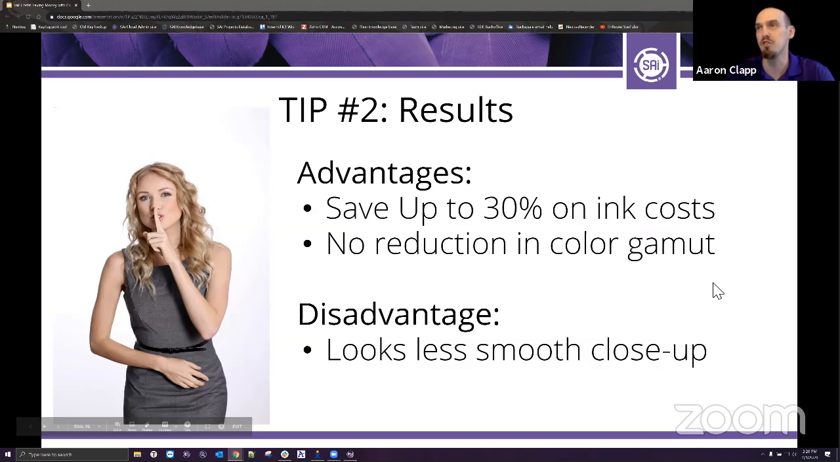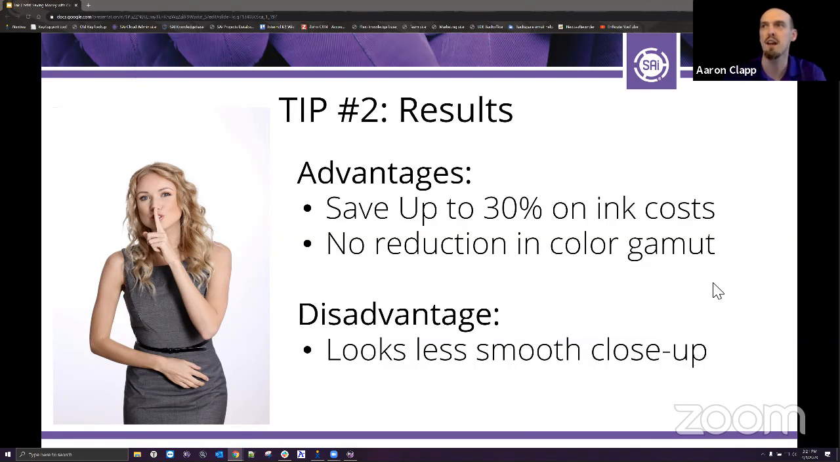So again, what are the results for this going to look like? Well, we're going to save up to 30% on ink costs. We're no longer dumping exorbitant amounts of ink on prints that don't really need it. Another advantage is that we don't lose any color gamut by reducing that light cyan or light magenta. The disadvantage is it's going to look less smooth up close.